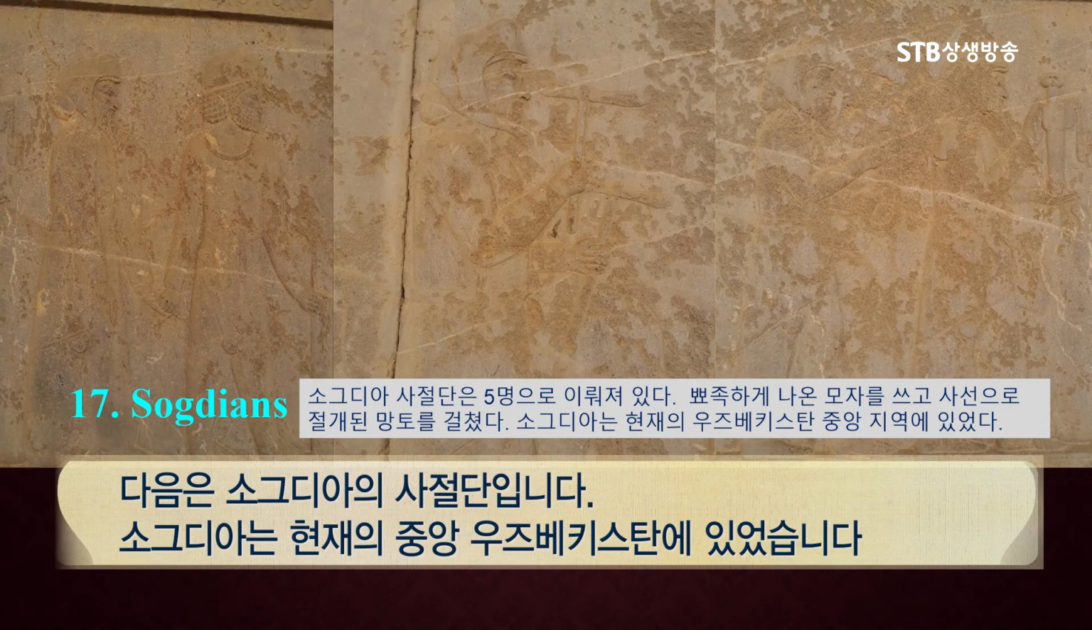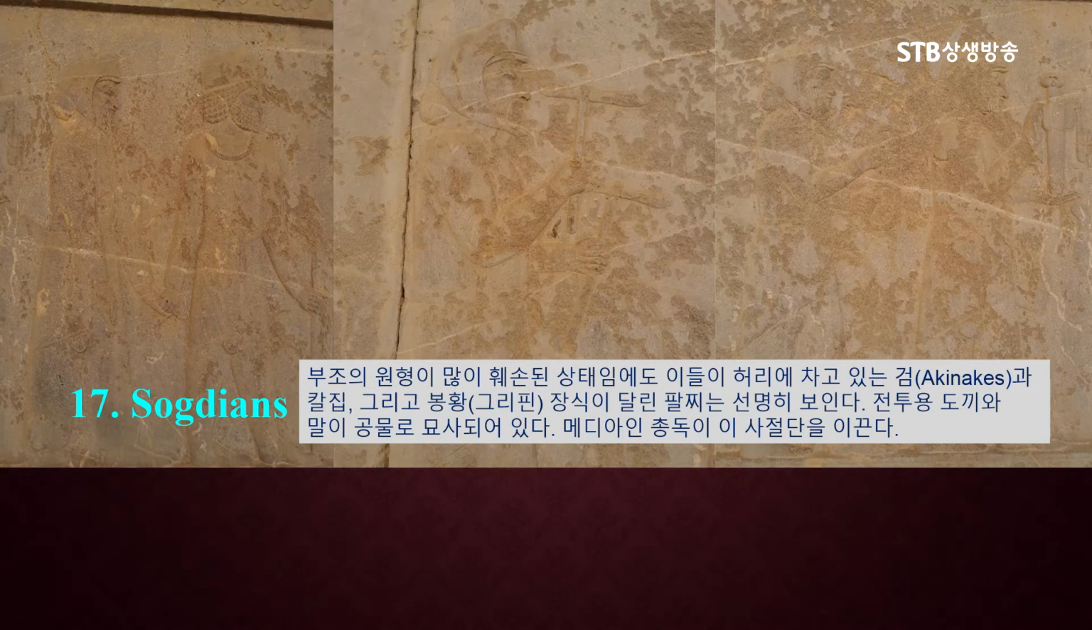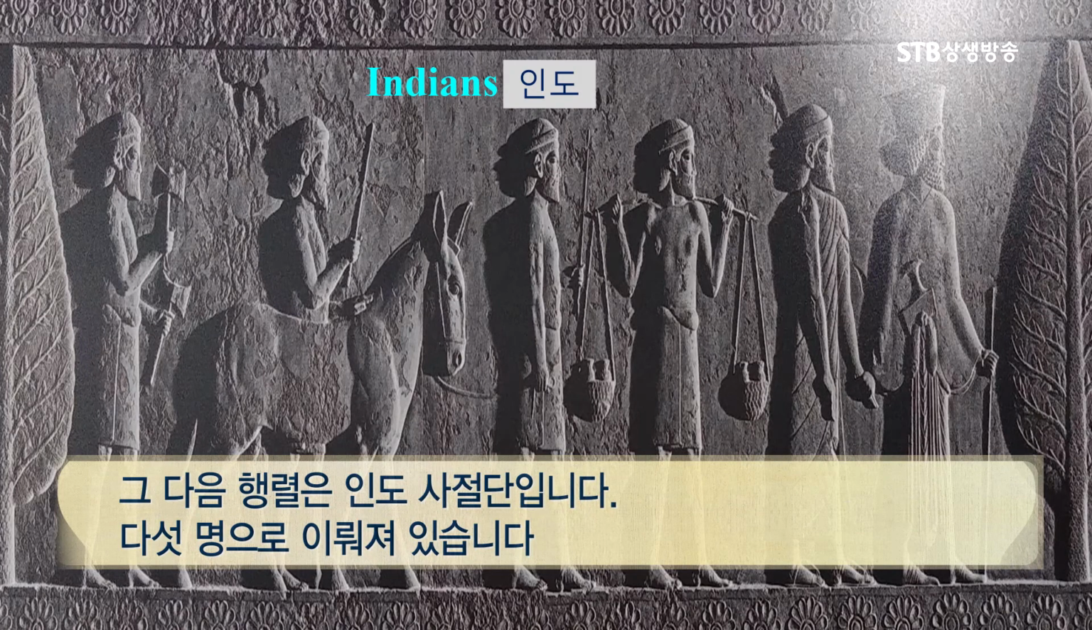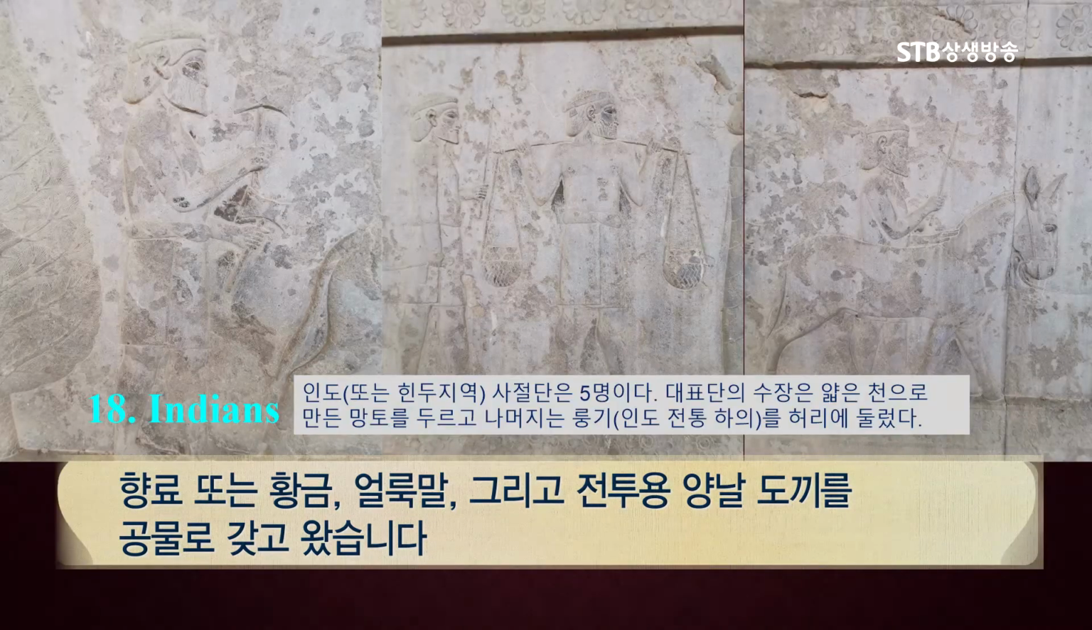The next, Sogdians, central Uzbekistan. We will talk about this nation later because we are focusing on this nation. They are in central part of Uzbekistan, including 5 people. They are bringing armlets, daggers, and double-face ox. Indian is the next delegation, including 5 people. They are carrying spices or gold and also zebra and double-faced ox, fighting ox, I mean.